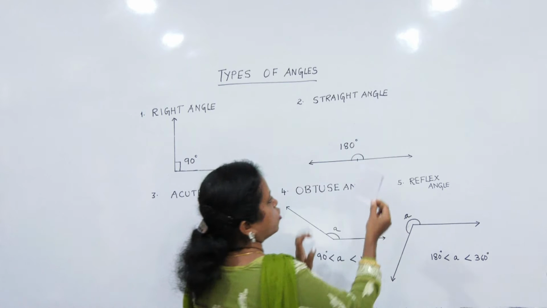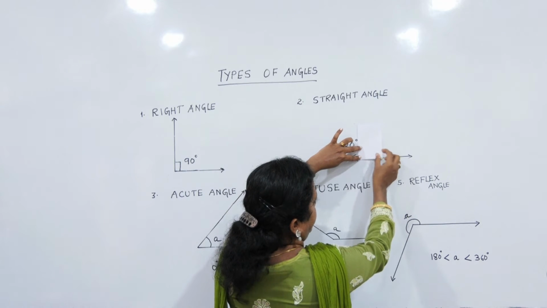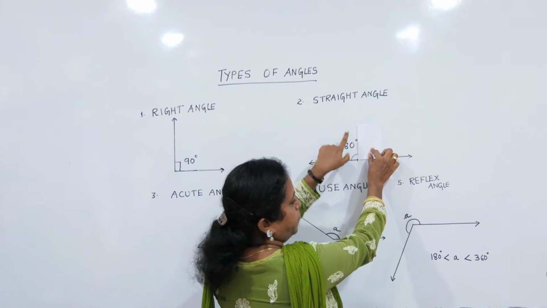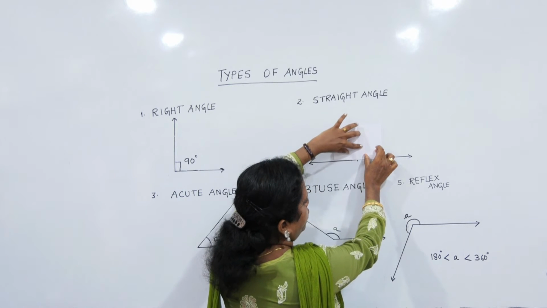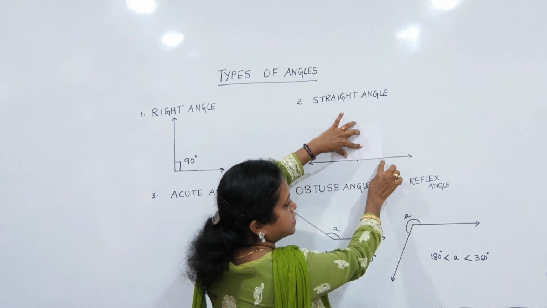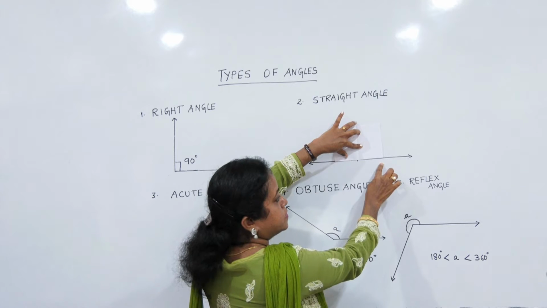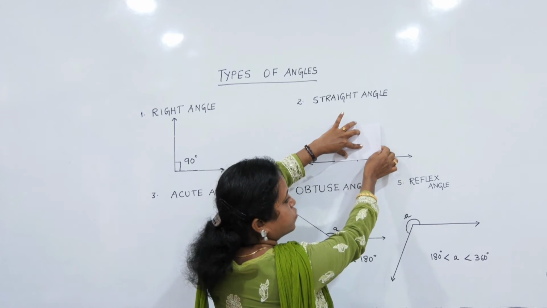Now when I place it on the straight angle, I find that it is just at the midpoint. Or if I open this right angle tester, what do I get? The straight edge coincides with the line forming the straight angle. So this is a straight angle.